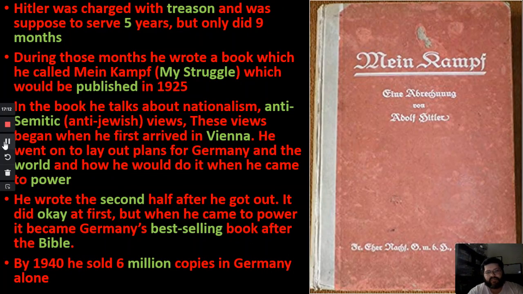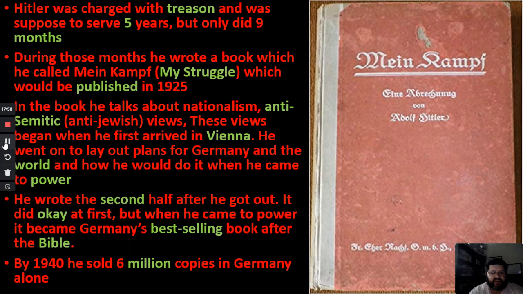So he goes to court. He's found guilty of treason, and he is supposed to serve 5 years in jail. Well, he only serves 9 months. Okay. But during his 9 months in jail, he starts writing a book called Mein Kampf, which translates into My Struggle. And the thing is, in this book, he talks about nationalism, how the Germans are the chosen people, and how all these problems in the world are because of Jewish people. So there's a lot of anti-Semitic messages and views in that book.